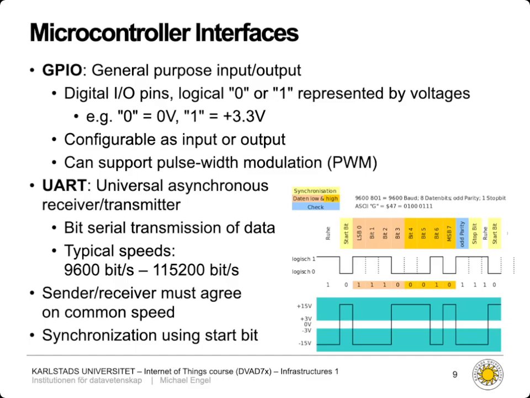So GPIOs are very versatile, but sometimes you actually want to have some more functionality on top of your pins, and this is done by different interfaces, which are a bit more complex. One of the most common interfaces is the so-called UART, the Universal Asynchronous Receiver Transmitter. UARTs always transmit bits one after the other. So this is a bit serial transmission of data, and you can see the transmission of bits on the right-hand side.